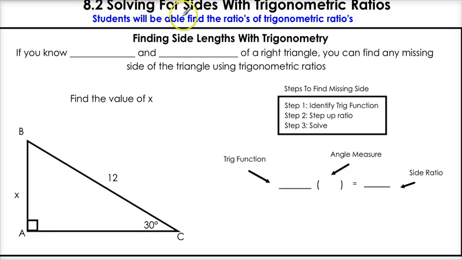Welcome to lesson 8.2, solving for sides with trigonometric ratios. That last lesson was baby stuff. Now we're about to get real by finding missing sides. And to be real with you, this is the stuff the ancient Greeks were using to find how far the Earth was from the moon, and a lot of interesting things.